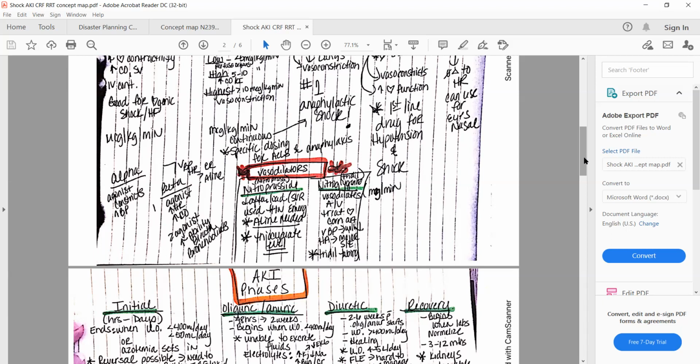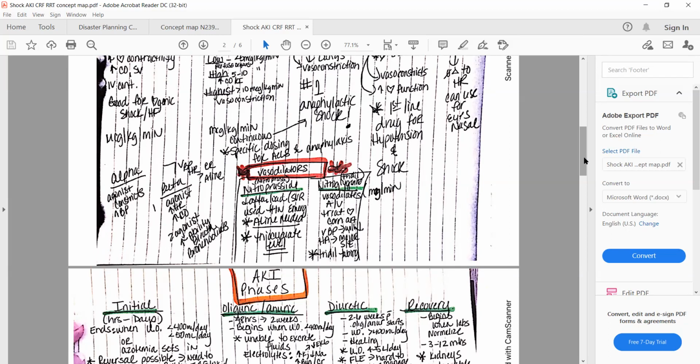Nitroprusside decreases afterload, or SVR. It's used in hypertensive emergency. You need an A-line because you could drop the blood pressure too quickly, right? And then don't forget about cyanide toxicity, so we have to check the thiocyanate level.